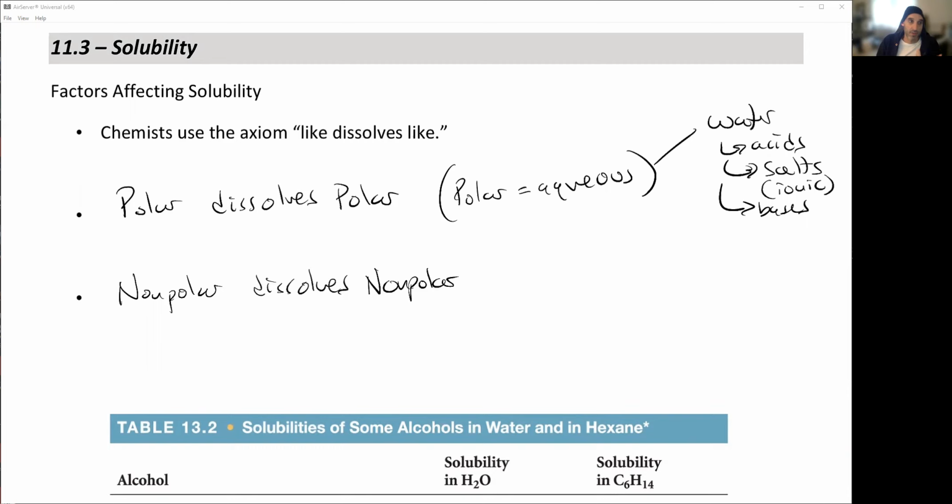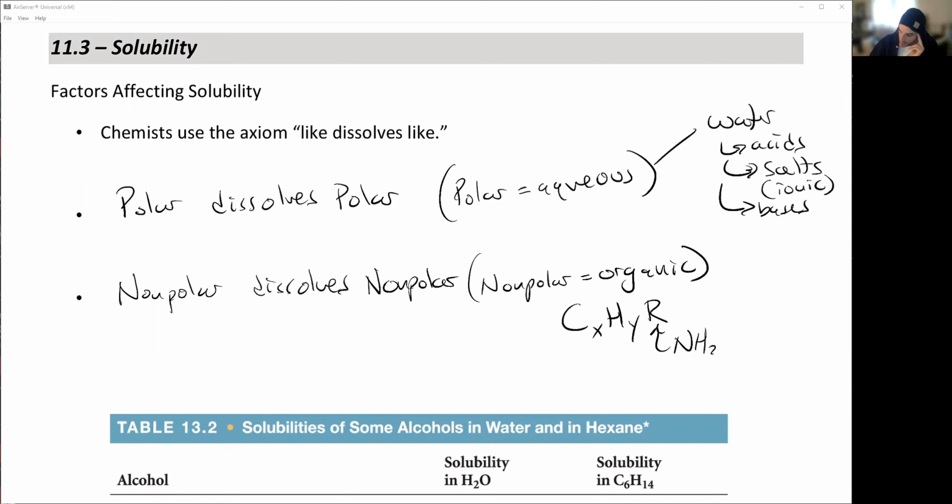And then nonpolar dissolves nonpolar. Whenever we say nonpolar as chemists, typically what we're talking about is organics. So whenever we say the term organic, we're talking about some combination of carbon, hydrogen, and other stuff, like nitrogen, oxygen, or some kind of halogen. So whenever I say organic, we're talking about large organic molecules, a bunch of carbons, a bunch of hydrogen. So if you see carbon first, that's generally going to be nonpolar. Okay, so like dissolves like.